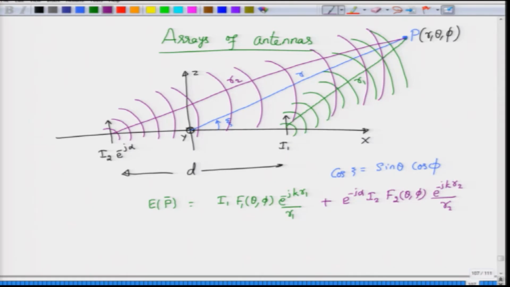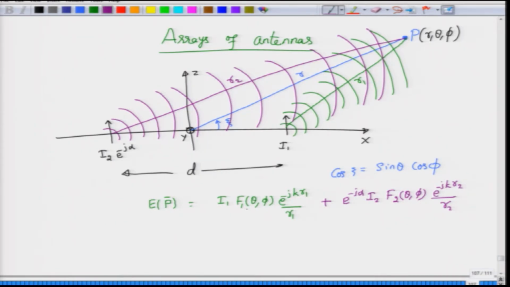Although we have said that P is in the far field, it is obviously clear that the waves from I1, that is antenna 1, reach the observation point P much faster than the waves from antenna 2; in terms of time, they would reach earlier. Okay. So, this is the total electric field that you expect.